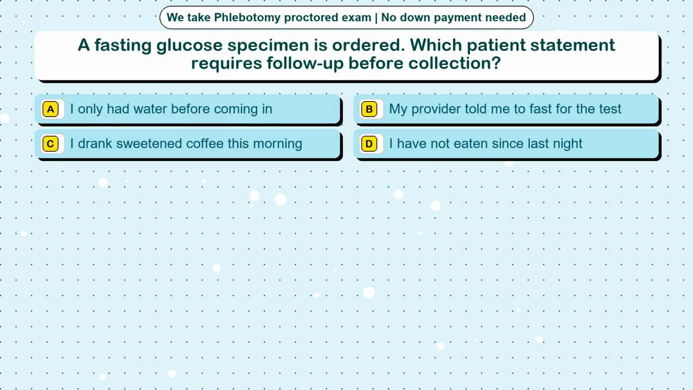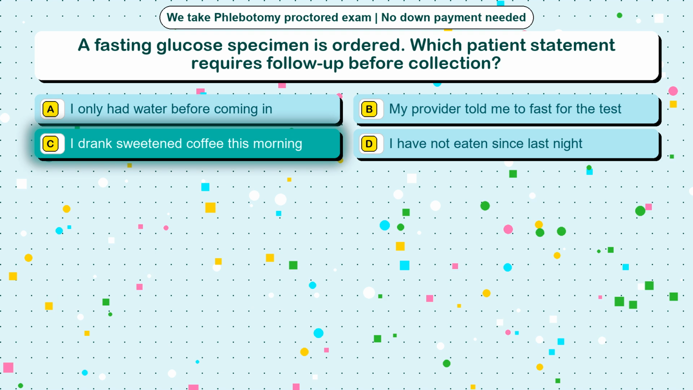Question 82. A fasting glucose specimen is ordered. Which patient statement requires follow-up before collection? Option A. I only had water before coming in. Option B. My provider told me to fast for the test. Option C. I drank sweetened coffee this morning. Option D. I have not eaten since last night.